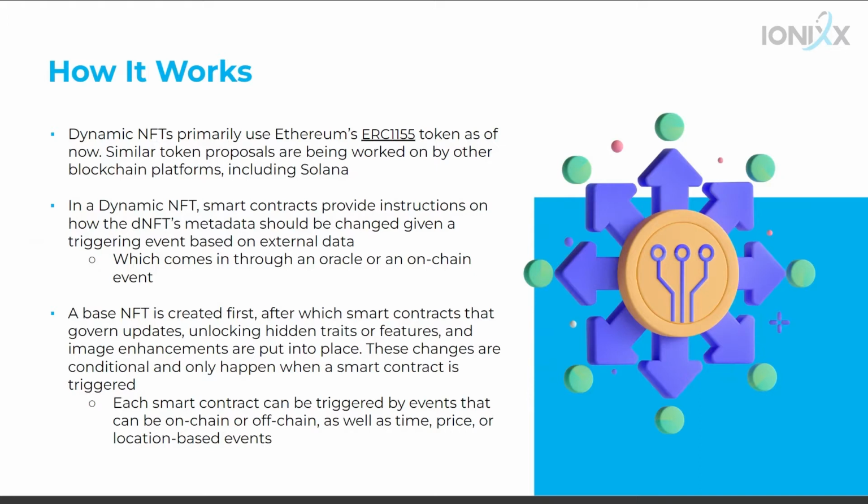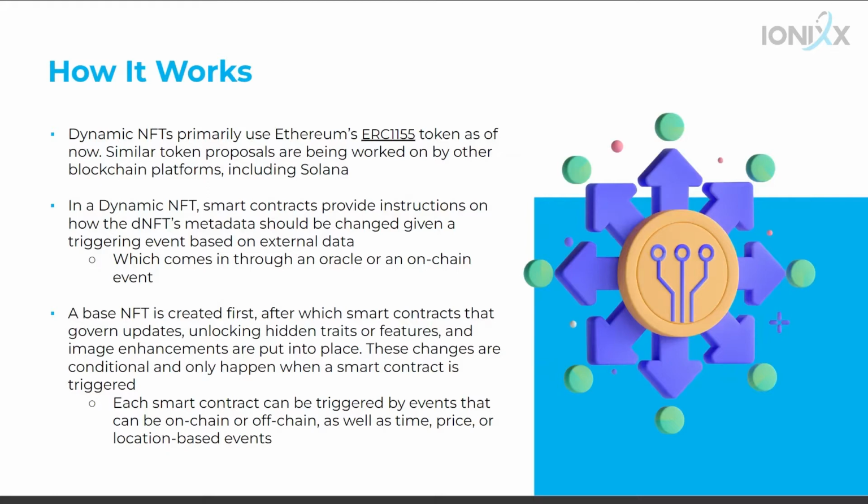So it's basically an NFT where smart contracts provide instructions on how to change the NFT's metadata given a triggering event based on the external world or on-chain data. And that data or that trigger comes in through an oracle. Basically, we start with a base NFT, which is first created, and then smart contracts can regulate or govern the updates to that base NFT. You can unlock hidden traits or features. You can enhance the image. You can change all kinds of things about the NFT.